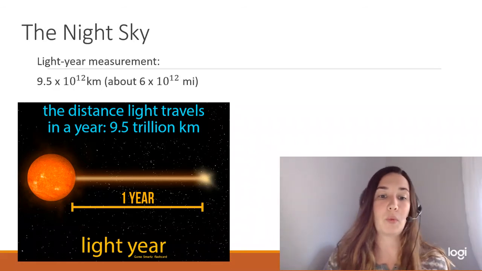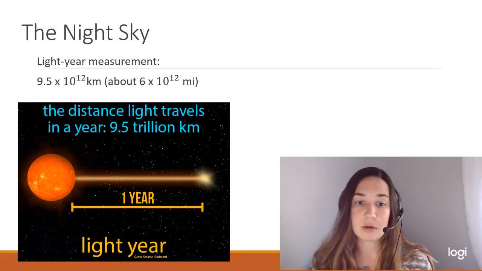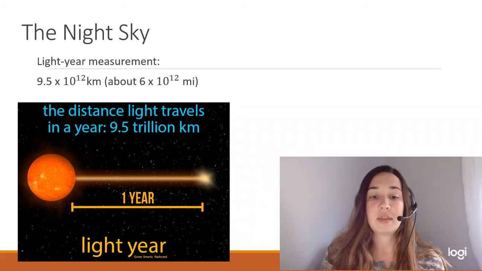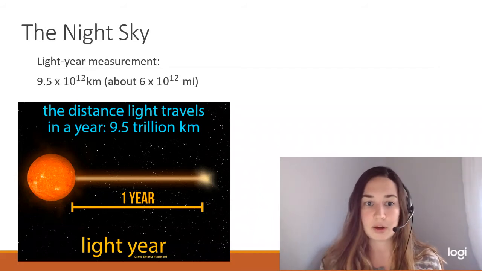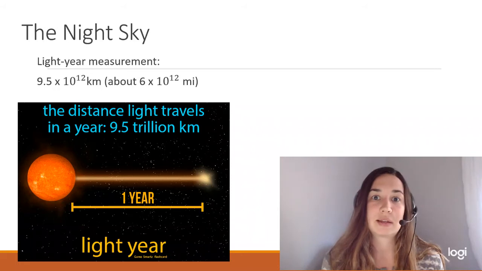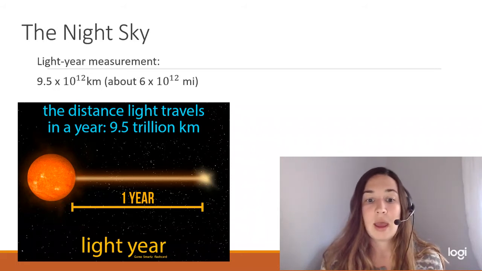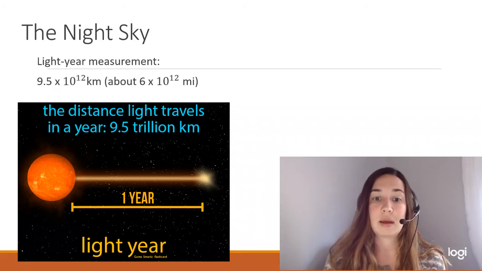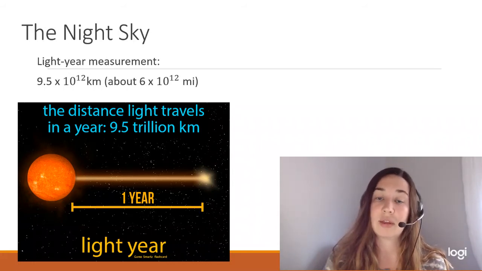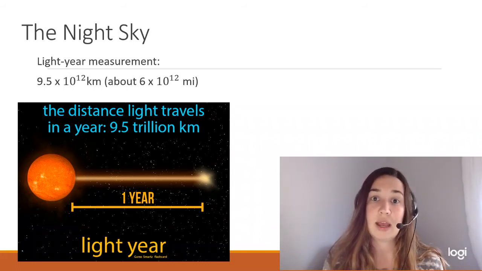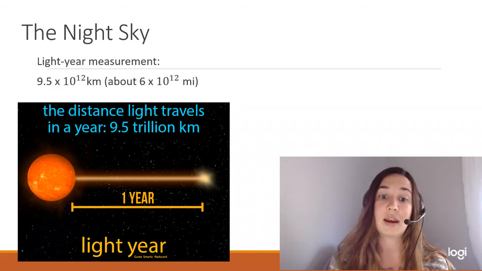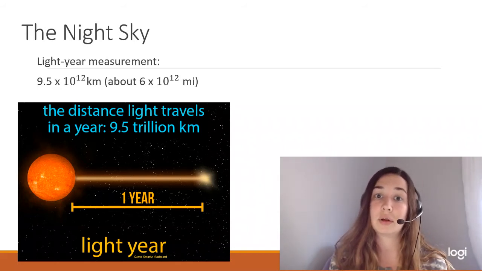So if a specific star is 1 light year away, then it's about 6 trillion miles away. A light year is the distance that light will travel in a year. So that's how long it would take for that amount of distance to be traveled, 1 year.